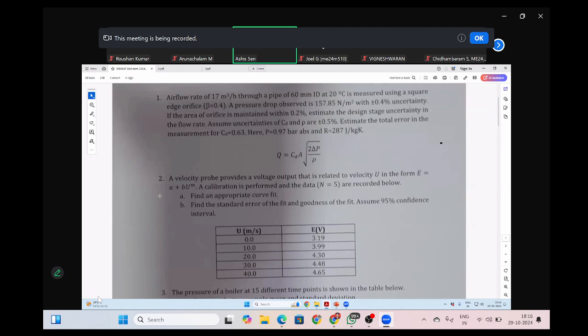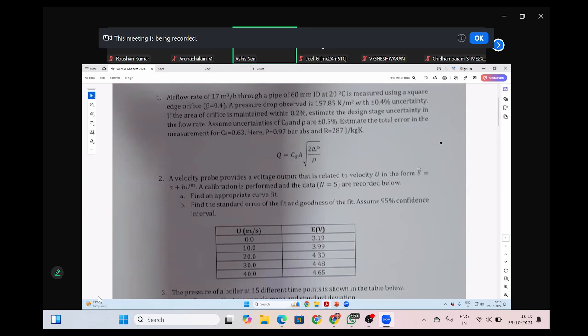Okay, so now I move on to the second question, which is about finding an appropriate curve fit. The question is: a velocity probe provides a voltage output that is related to the velocity u. Like we talked about, the hot wire anemometer, where the output voltage is related to velocity.